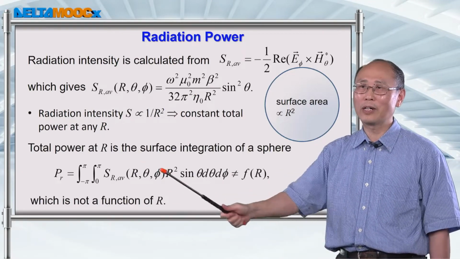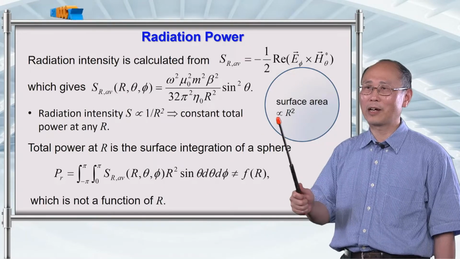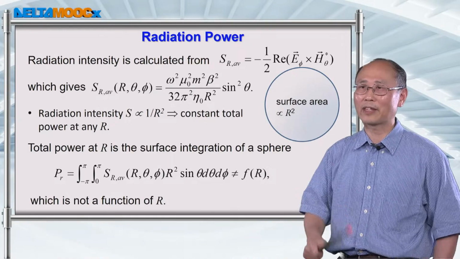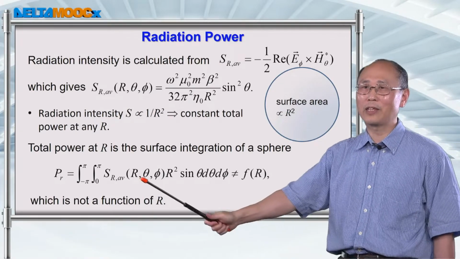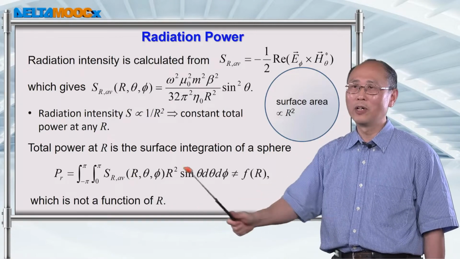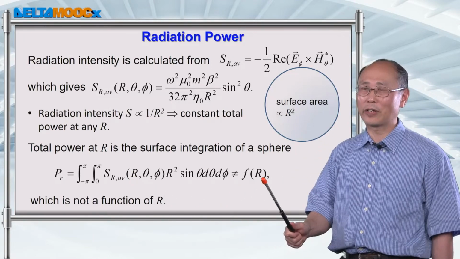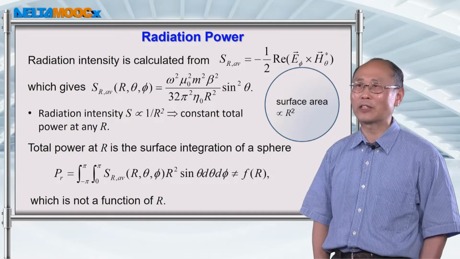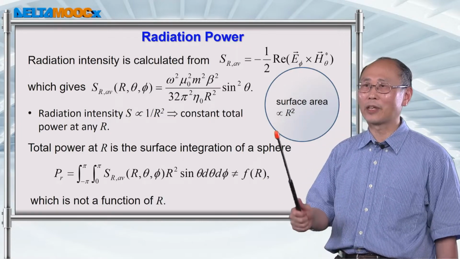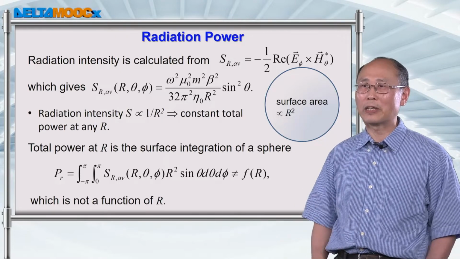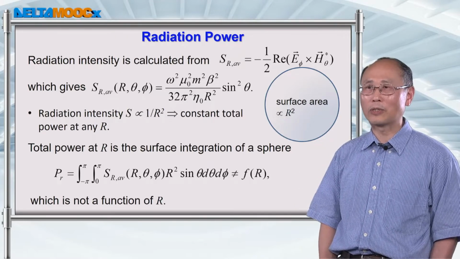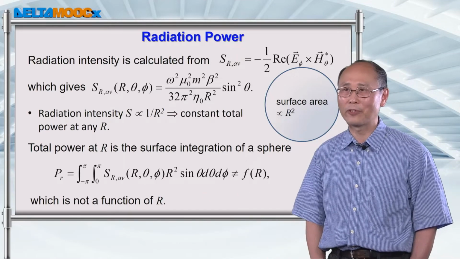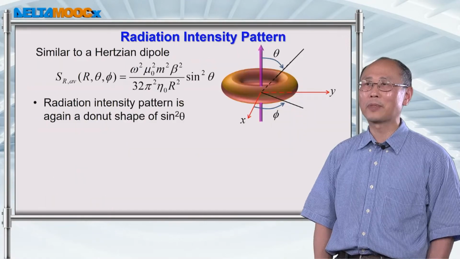So if you do surface integration over a sphere with the antenna at the center of the origin, then you can have the total radiation power, which is independent of the location, because if you have a closed surface at any location about this antenna, the total power should be a constant due to energy conservation. So this is the same result you have for this magnetic dipole antenna.